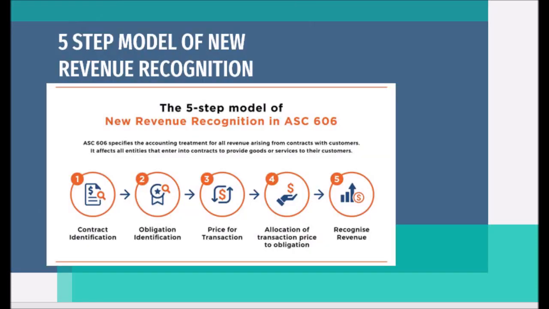Here is the 5-step model of new revenue recognition. The first is the contract identification. The second is identify the performance obligation in the contract. The third is determine the transaction price. The fourth is allocate the transaction price to the performance obligation in the contract, and the last step is recognize revenue when or as the entity satisfies a performance obligation.